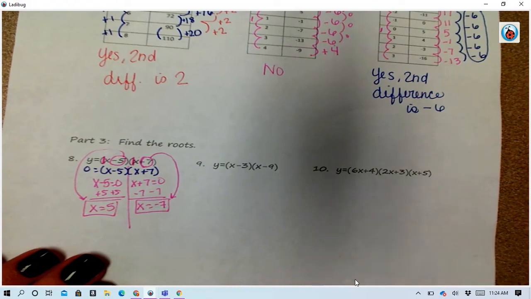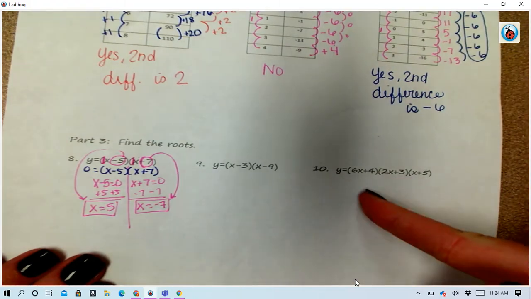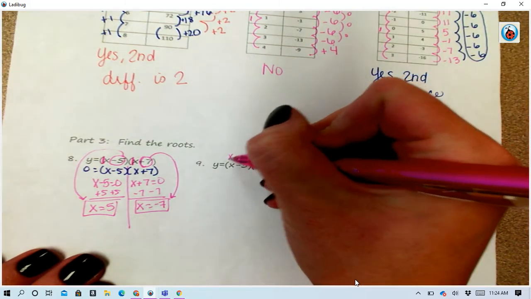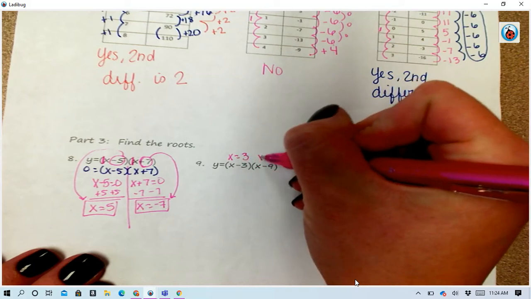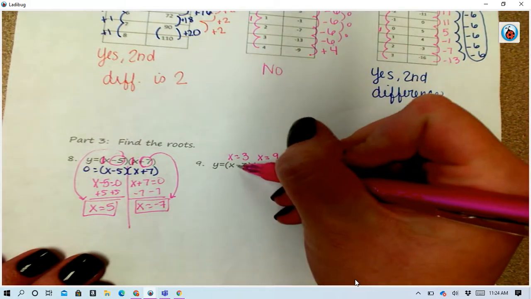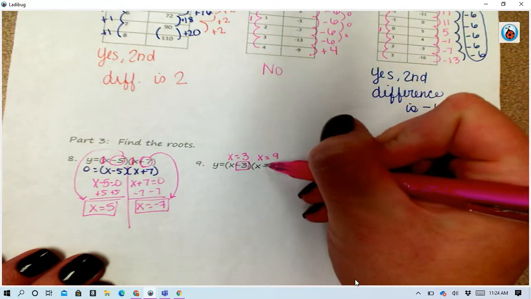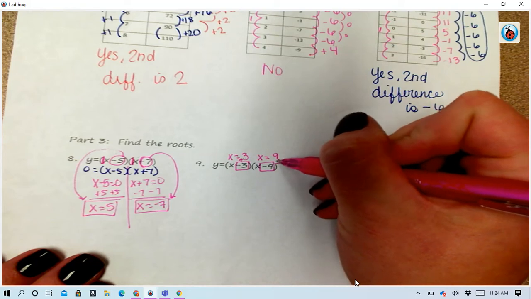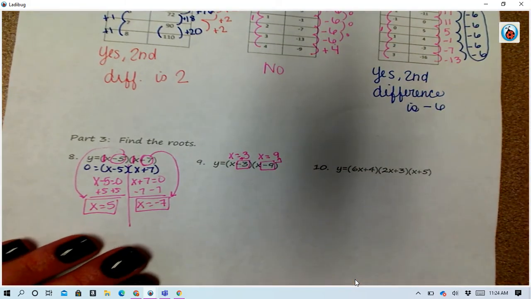I would pause the video and I would try number 9 and number 10 by yourself. If you remember the rule for number 9, you could straight up say that your roots are positive 3 and positive 9. How did I know that? We have a minus 3 in parentheses, so that would become a positive 3 as a root, and a minus 9 is in parentheses, that would become a positive 9 as your root.